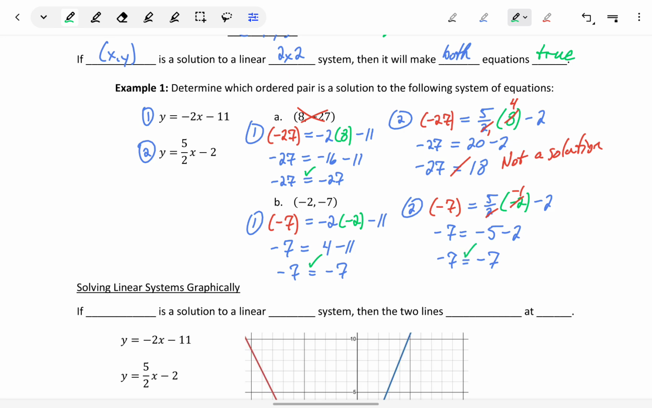When we plug that xy coordinate pair, negative 2 comma negative 7, into both equations, it makes both equations true. So that is a solution to the system of equations. And again, in part A, as soon as that coordinate pair fails to make either of the original equations true, we know we don't have a solution to that system.